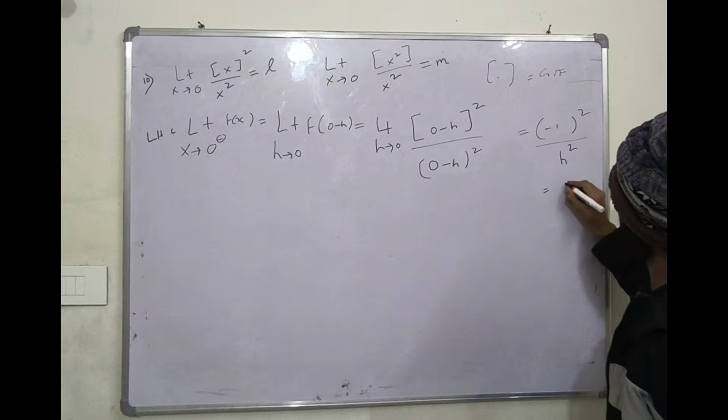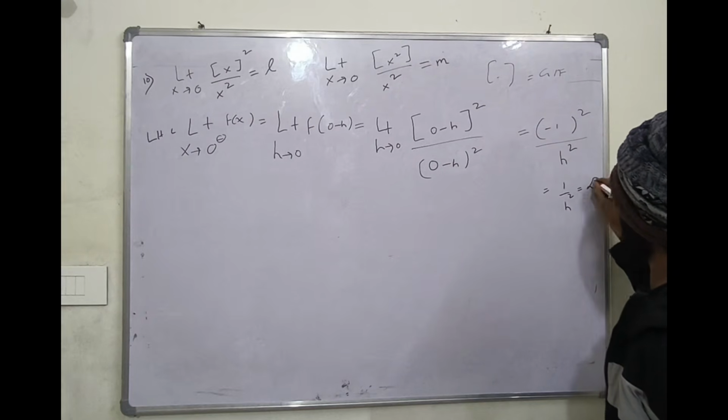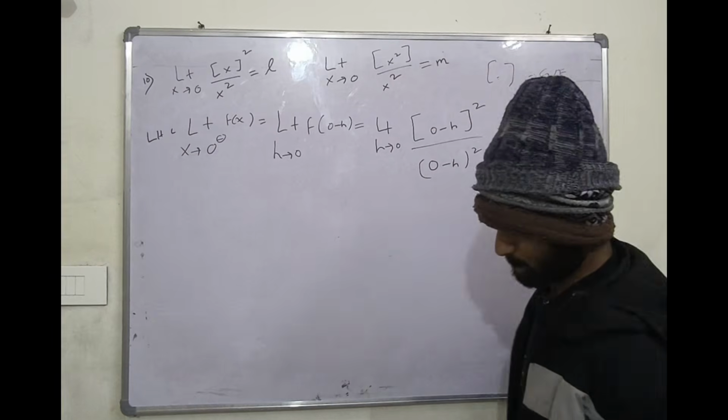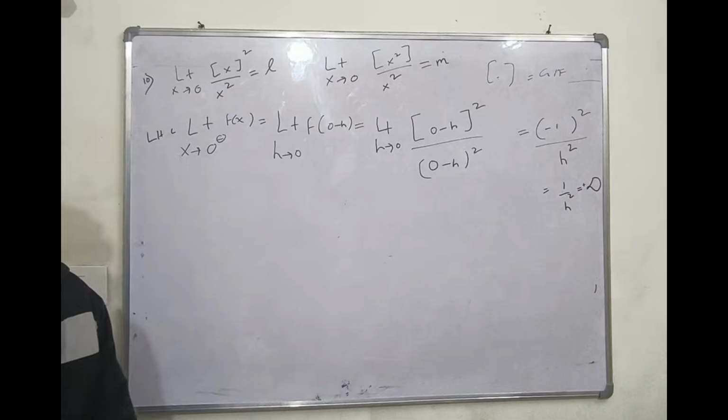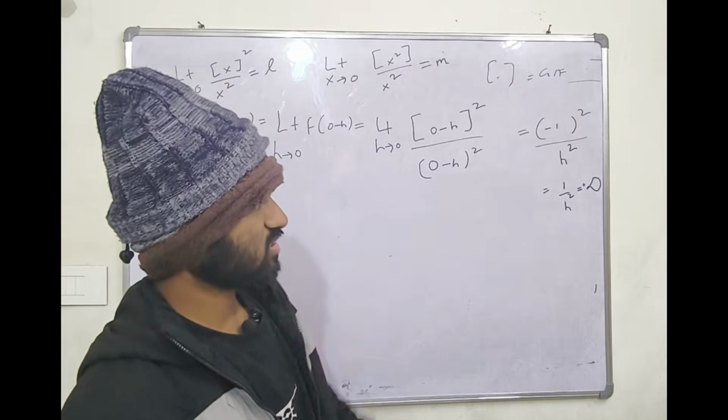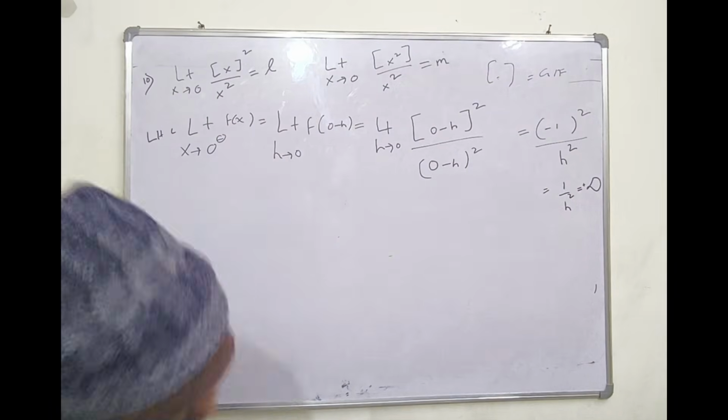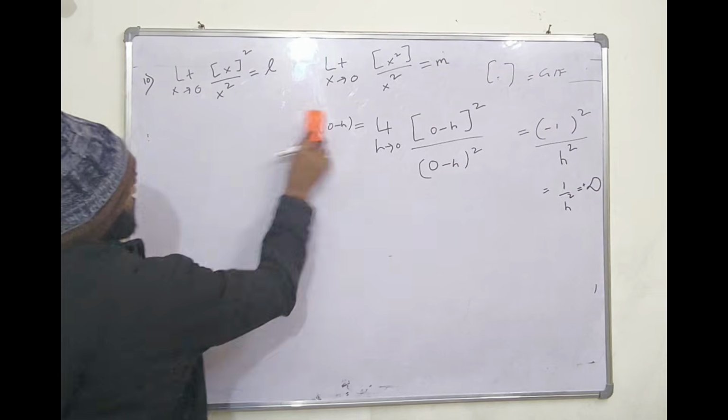This is 1 by h square. This is plus infinity. Okay, h is 0, that's 0, so 1 by h square is plus infinity. So again, let's find the left hand limit also.